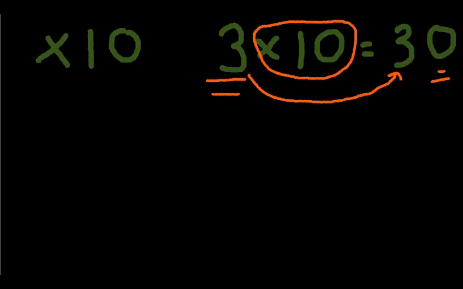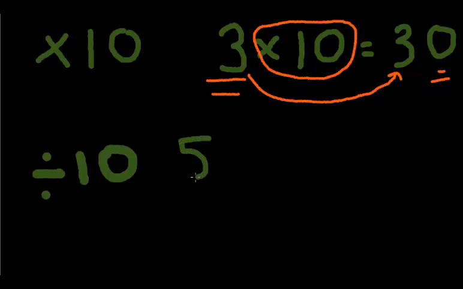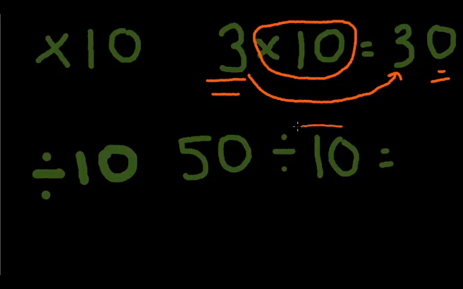So now let's look at what our division rule is if we divide by 10. So if we divide by 10, let's say we have 50 divided by 10, and we want to know what does that equal. Well, we're going to start off by circling the rule that we're going to follow. We're going to use the divided by 10 rule. So the action is going to be on the 50.